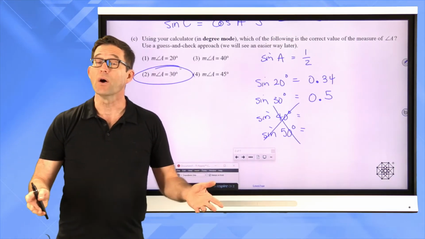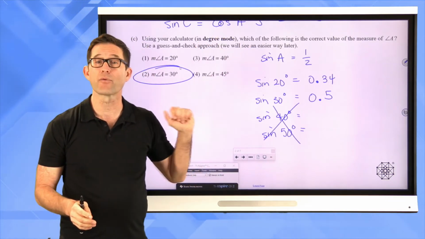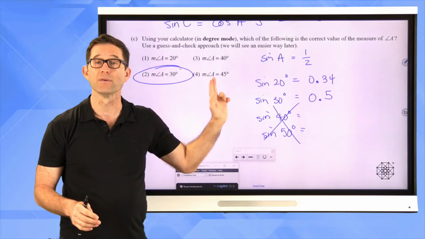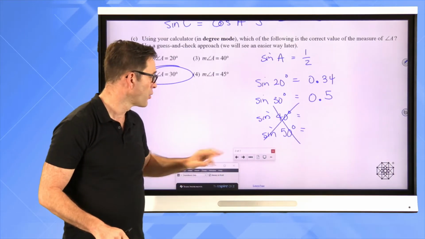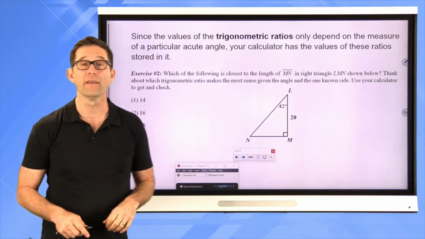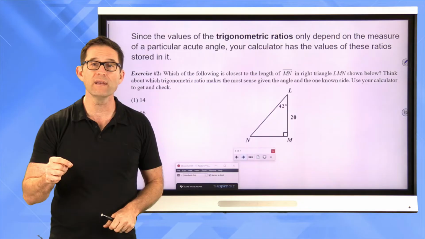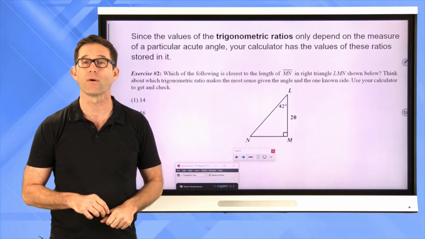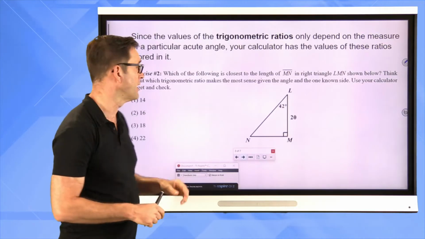Okay, so the calculator again, because of the similarity of right triangles that share acute angles, has all of these ratios stored within it. We're going to take advantage of that as we move ahead. Now, since the values of the trigonometric ratios only depend on the measure of a particular acute angle, your calculator has all the values of these ratios stored in it.